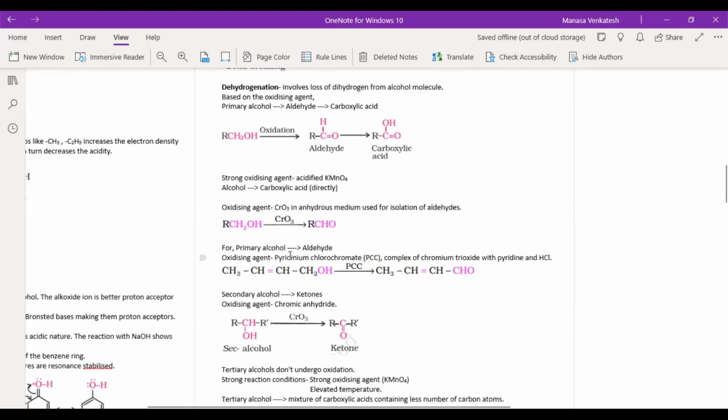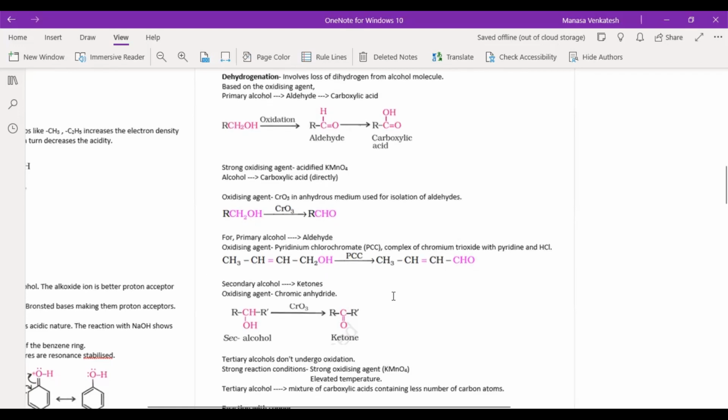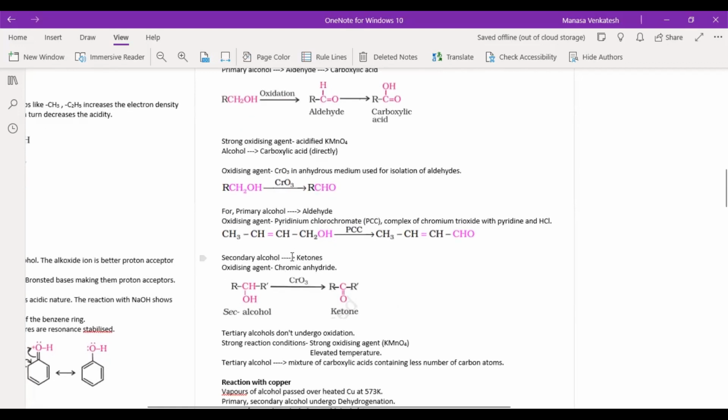Now, in case of conversion from primary alcohol to aldehyde, the oxidizing agent used is pyridinium chlorochromate. And what happens is we are going to get the respective CHO. Now notice one thing over here, the double bond is not getting changed. It stays the same, but it's only the CH2OH which has gotten converted to an aldehyde. Next, in case of secondary alcohols, we will get ketones.